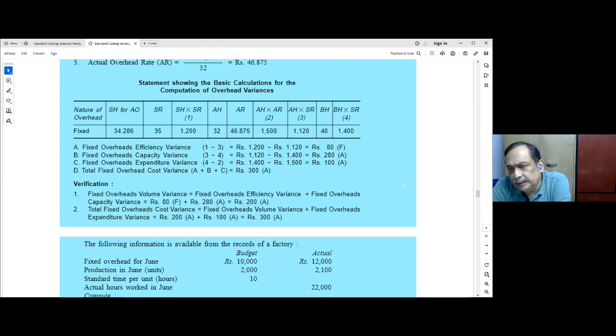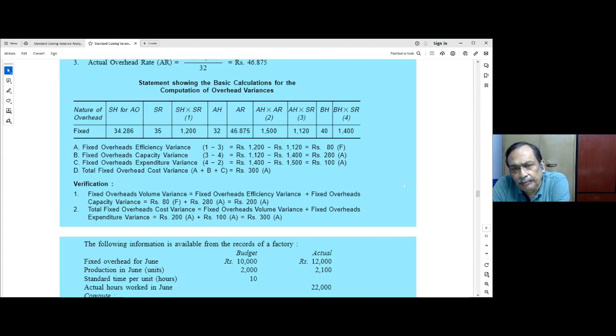So nature of overhead, it is fixed. Standard hours for actual output, we have calculated 34.286. Standard rate is 35. So SH into SR comes to 1,200. Actual hours 32. Actual rate we have calculated 46.875. AH into AR, that is 1,500. AH into SR, that is 3, is 1,120. BH is 40. Then BH into standard rate, let it be 4, it comes to 1,400.